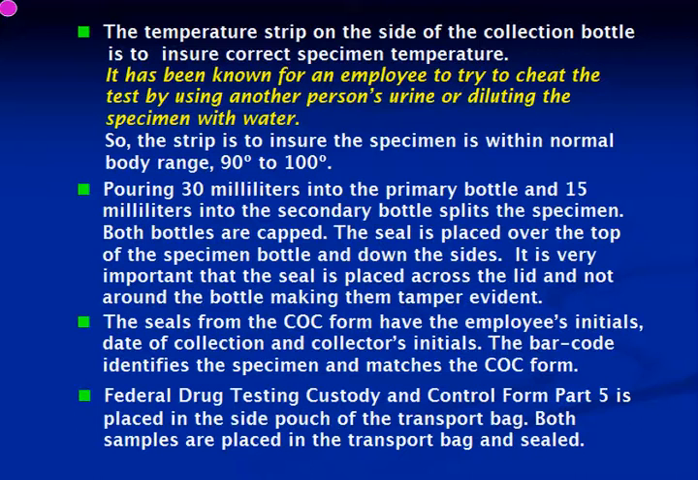The seals from the COC form have the employee's initials, date of collection, and collector's initials. The barcode identifies the specimen and matches the COC form. Federal Drug Testing Custody and Control Form Part 5 is placed in the side pouch of the transport bag. Both samples are placed in the transport bag and sealed.